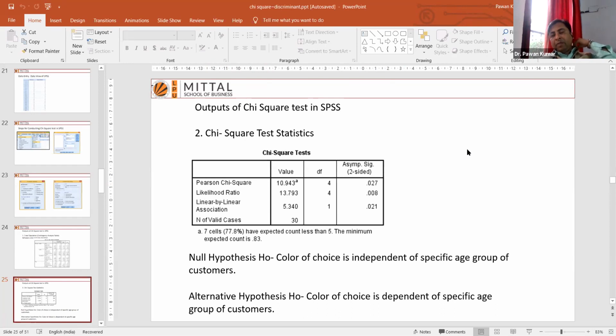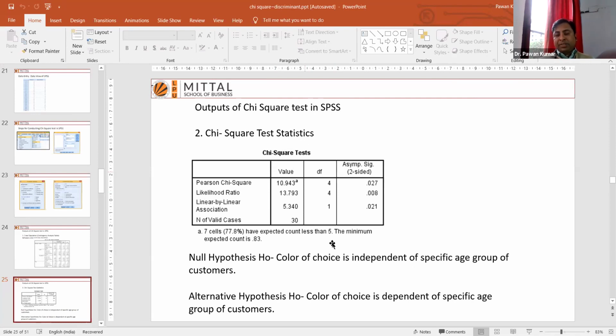We compute with the formula called row total multiplied by column total divided by the grand total. This is the formula which we apply in order to compute the expected count from the observed count. Okay, so the null hypothesis and alternate hypothesis. This is a non-parametric hypothesis test. So we are going to frame the null hypothesis.